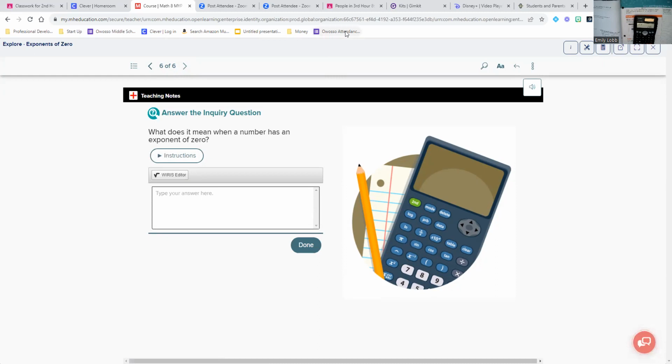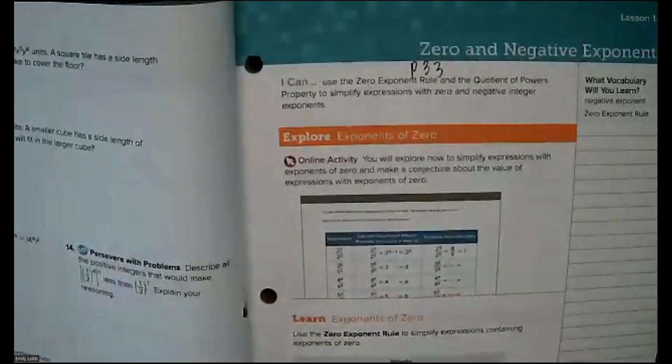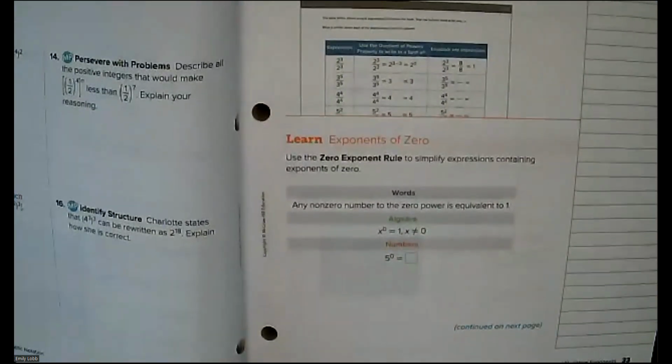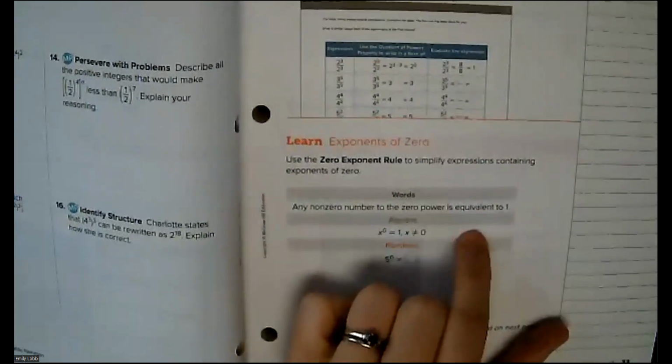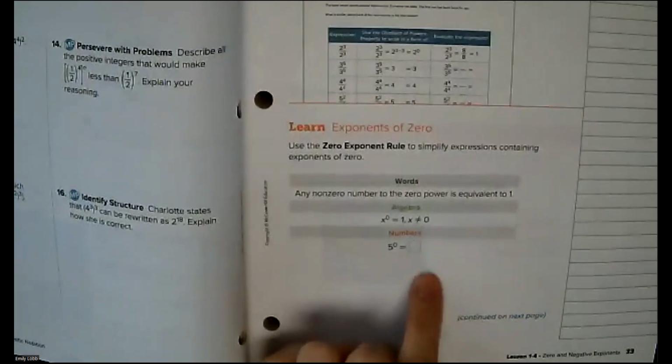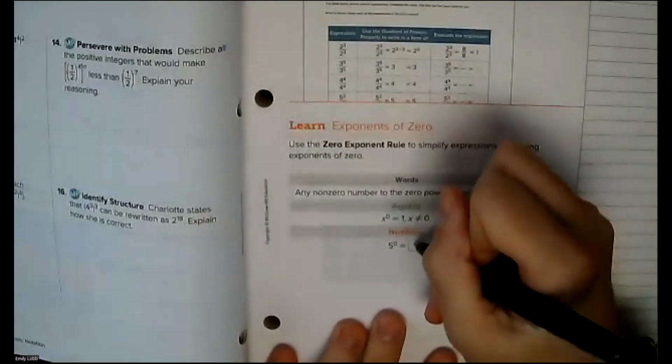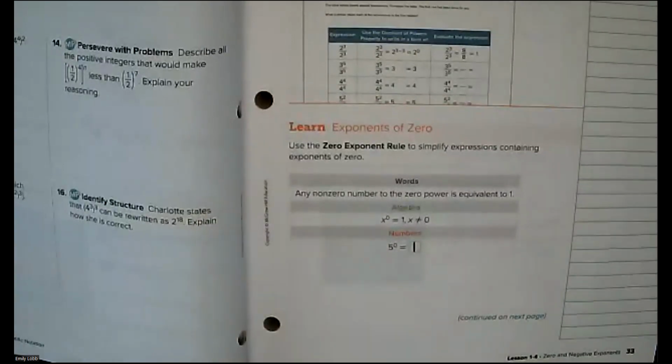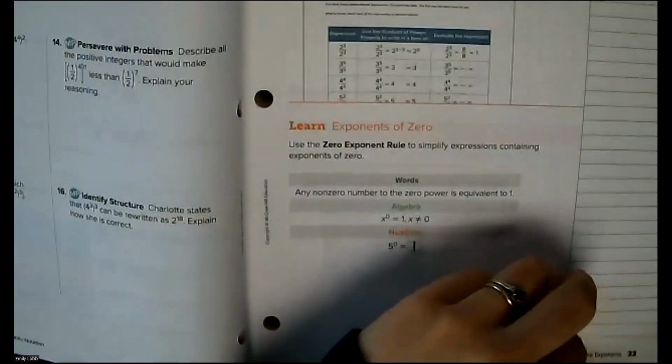All right, so let's look at our learn here. It says use the 0 exponent rule to simplify expressions containing exponents of 0. Any non-zero number to the 0 power is equivalent to 1. So 5 to the power of 0 equals 1. Any questions on page 33? That was pretty easy peasy, right? Now that we know, we're going to turn to page 34.